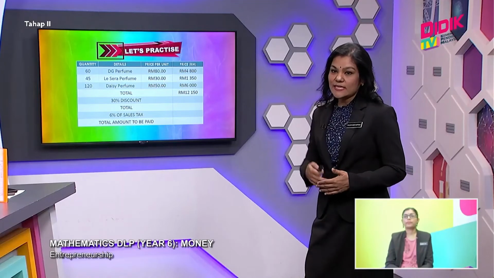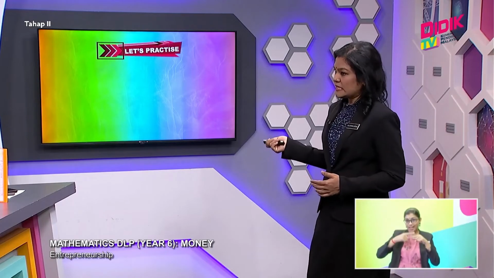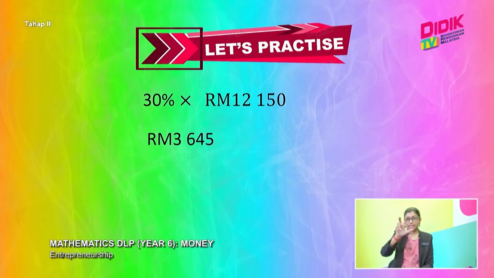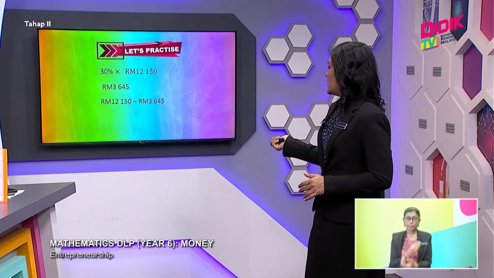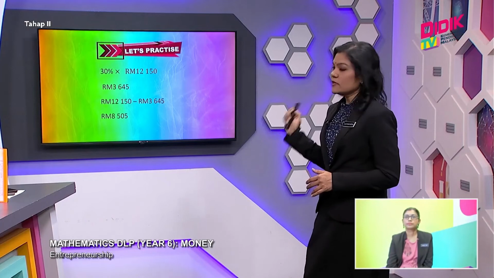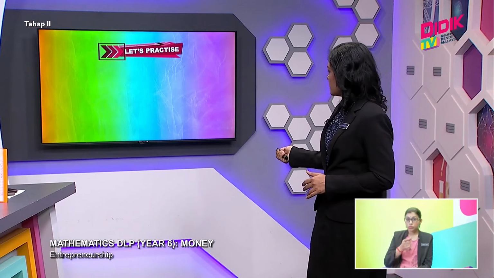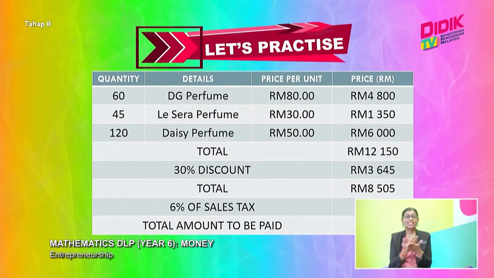From the total you are entitled to 30% discount. So what must we do here? Discount sounds like what? You deduct. First you find that 30%: 30 over 100 times the total 12,150, you will get 3,645. So that 30% you have to minus from the total, or you can calculate vice versa. You take the 70%, straight away you will get 8,505. So after the 30% discount, the new total is 8,505.